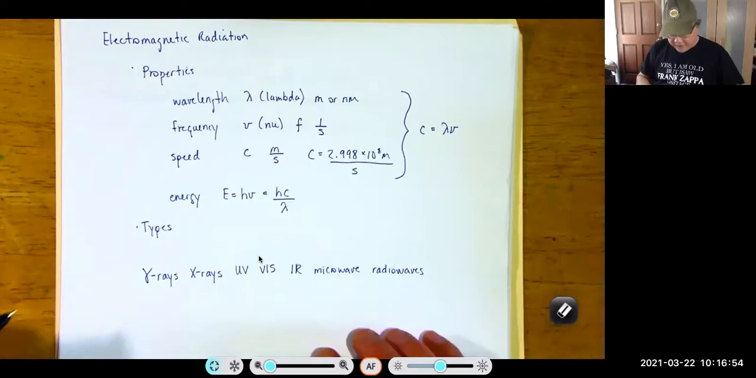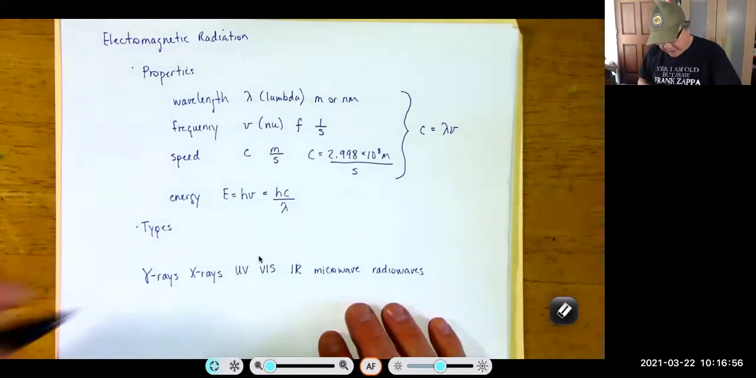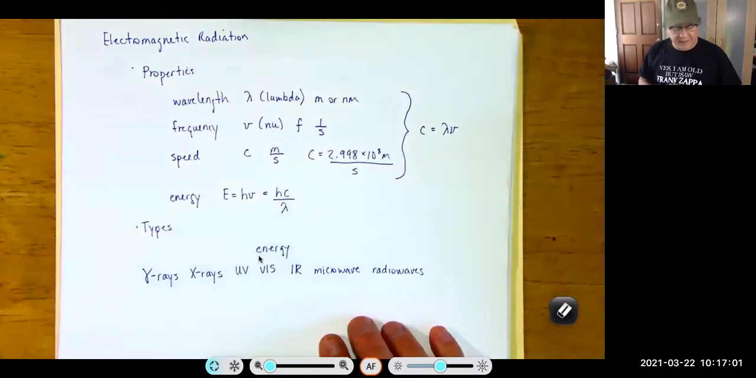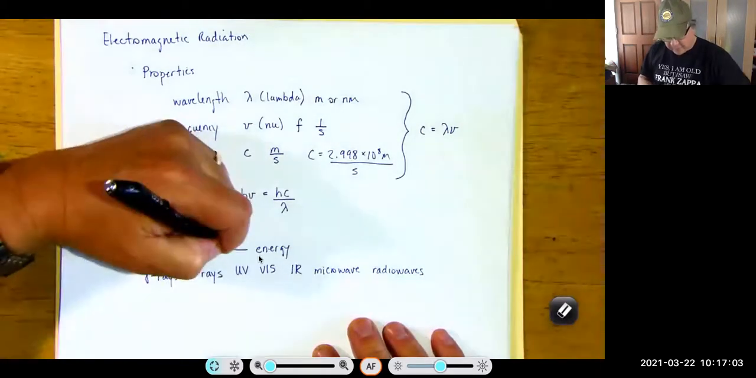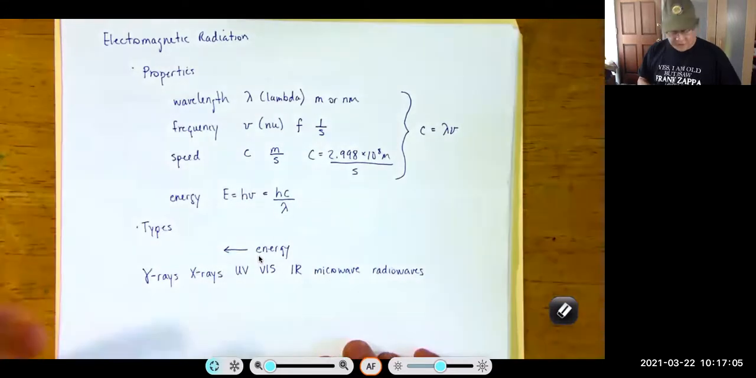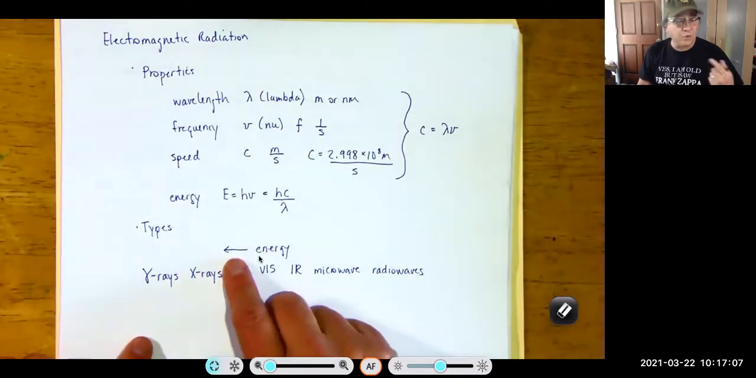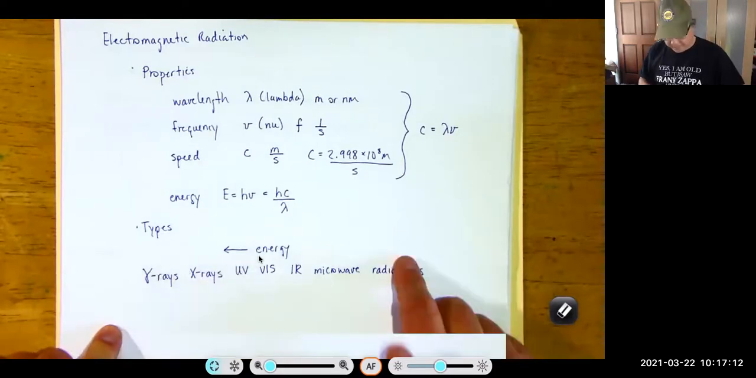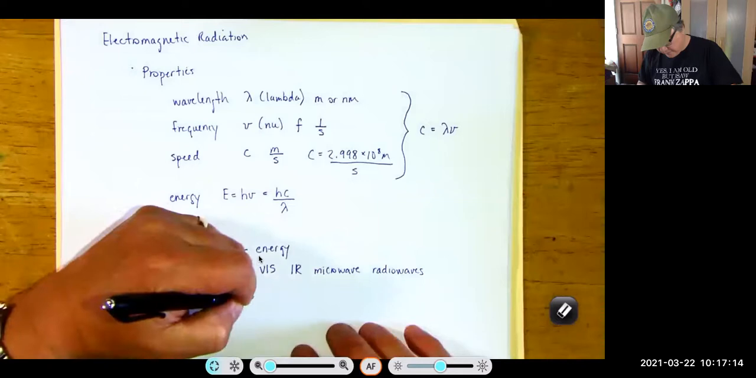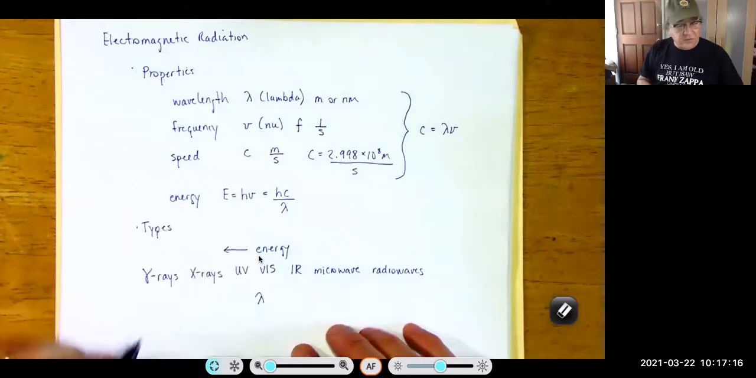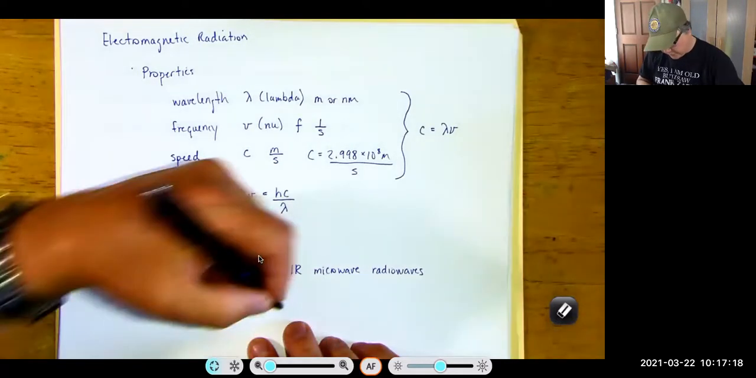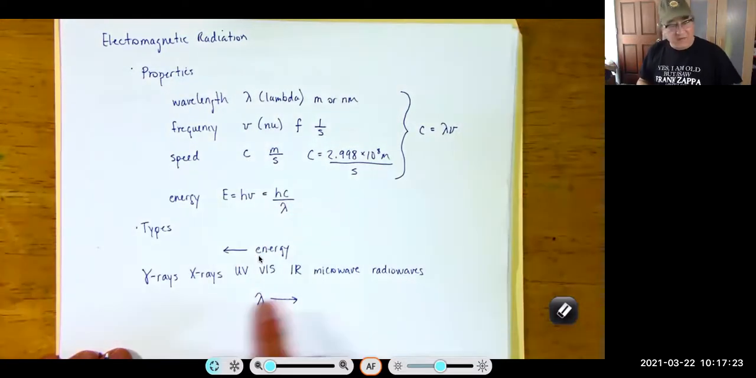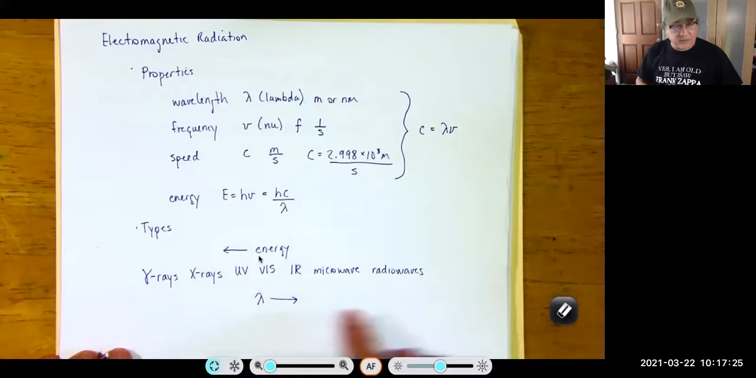Now, when we look at the energy of these different types of electromagnetic radiation, energy increases to the left. So this arrow points to more energy for an X-ray versus radio waves. Now, for the wavelength, it goes this way. So going to the right, we have longer wavelength. To the left, we have shorter wavelength.